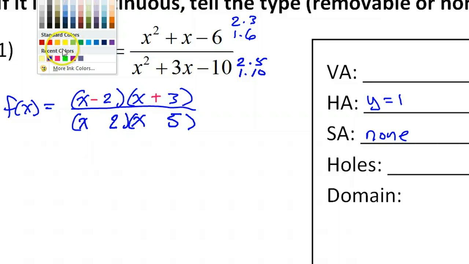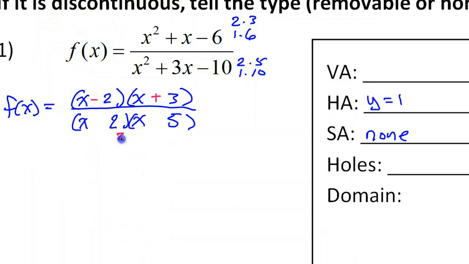Again, inner plus outer must equal middle. Inner, I have 2x. Outer, I have 5x. So I'm trying to get a middle of 3x. I can get 3x if I have a negative 2x and a positive 5x. So there's my negative 2, and here's my positive 5. Also, that gives me negative 10, because a negative times a positive is a negative.